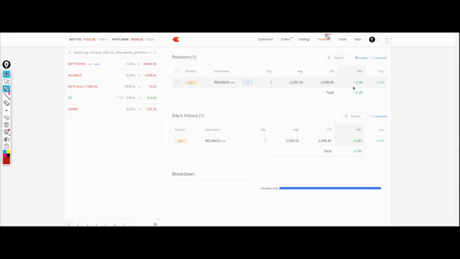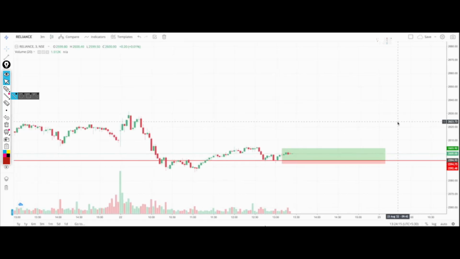Now if I go to the position section, here we can see our entry has got triggered. We have entered the trade. We are at 2 rupees profit. We are trading with just one quantity to see how support and resistance works in the market. Now we'll go to fast forward mode and see how the market reacted to our trade.